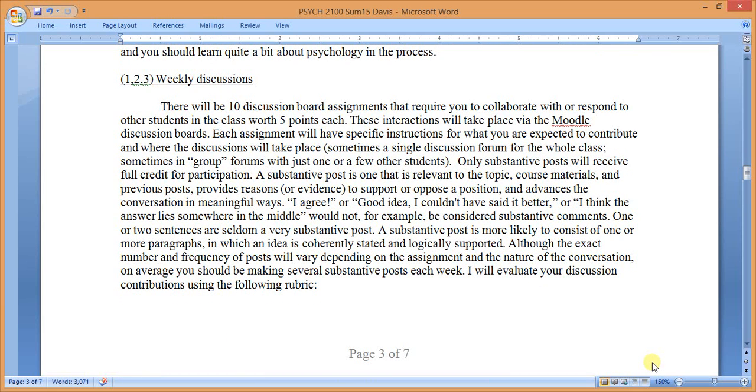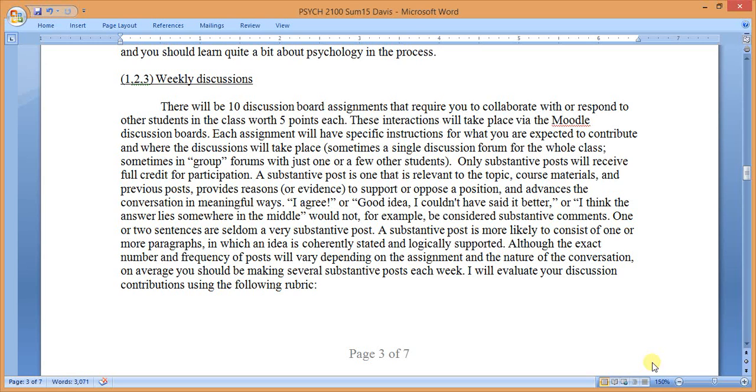The weekly discussions, there are 10 of them. There are 5 points each, and these interactions take place on Moodle, and there will be specific instructions. I'm looking for substantive posts for full credit. Now, what is a substantive post? It's relevant to previous posts. It advances the conversation in meaningful ways.